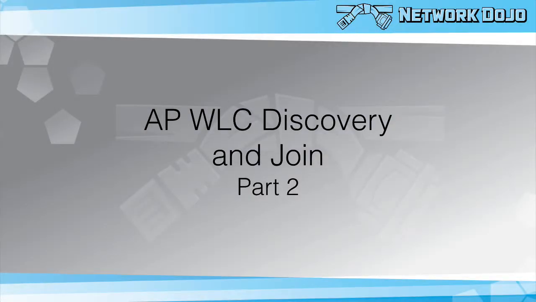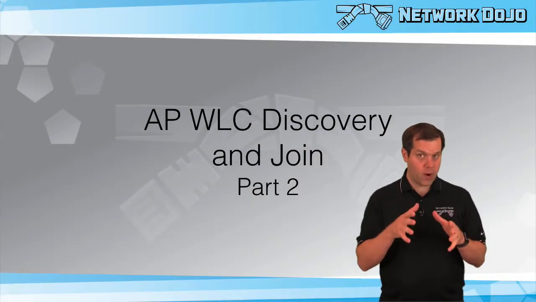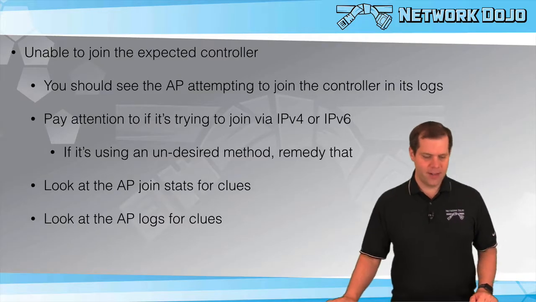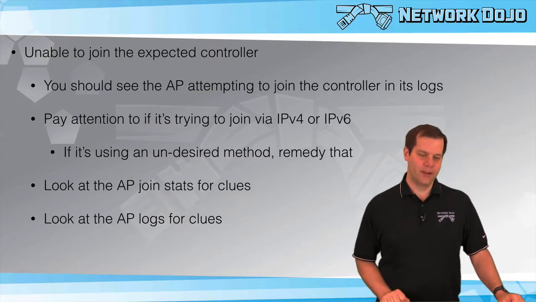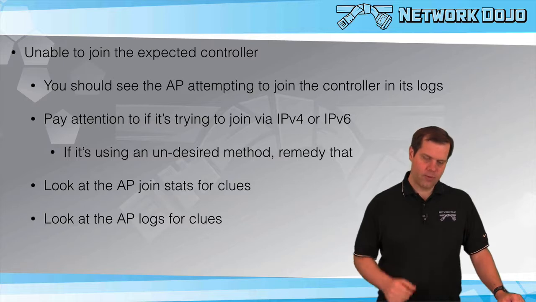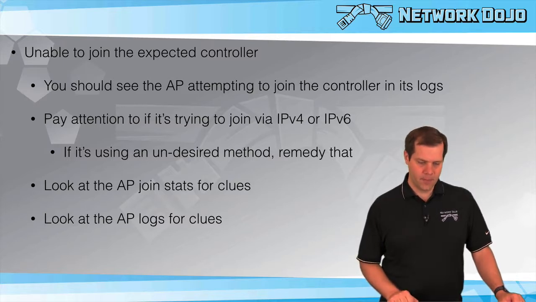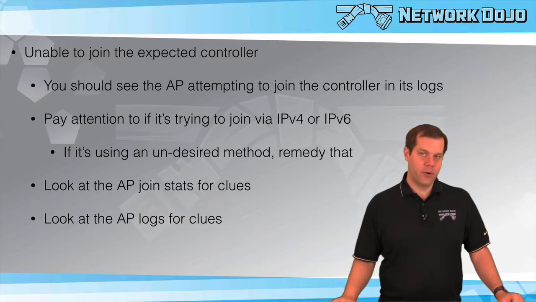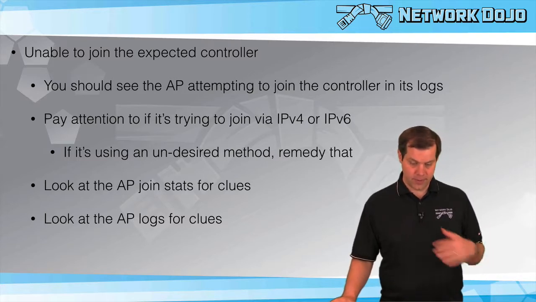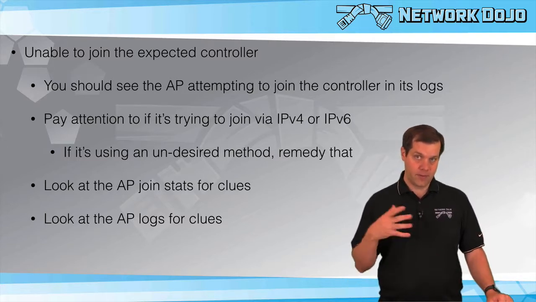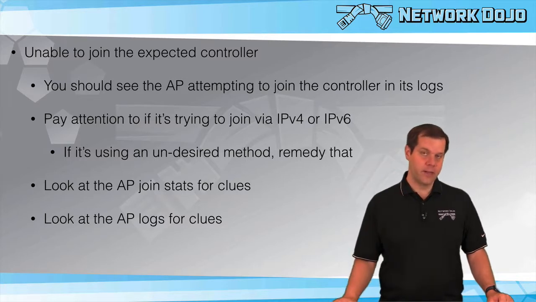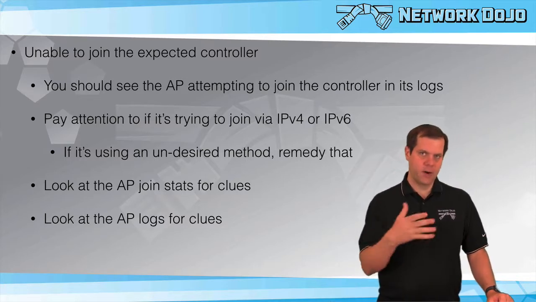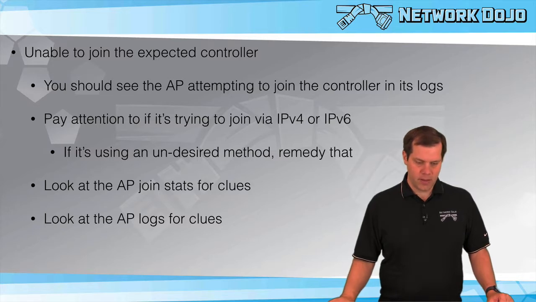All right, so now we see our AP attempting to join the controller that we want it to join, but you know what? It still can't join that controller. So now we're troubleshooting the join process here. First, make sure that you are seeing your AP attempt to join the controller in question. We saw that DTLS log that specified the IP address it was trying to form the DTLS connection to. That lets us know, okay, yes, it's trying to join the controller that we want.